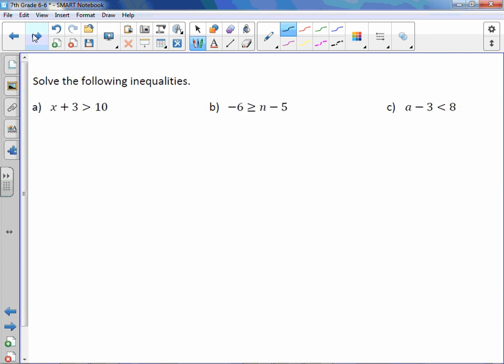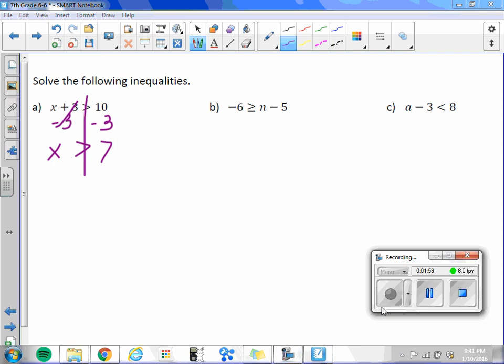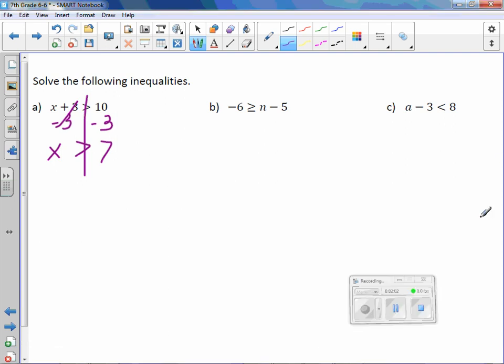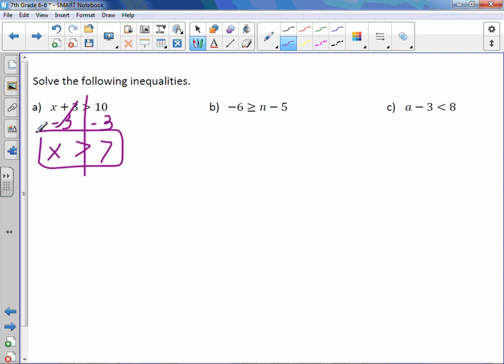Solve the following inequalities. Again, we are solving it the same way we would solve an equation. Minus 3, x is greater than 7. That's our solution. So all values greater than 7.